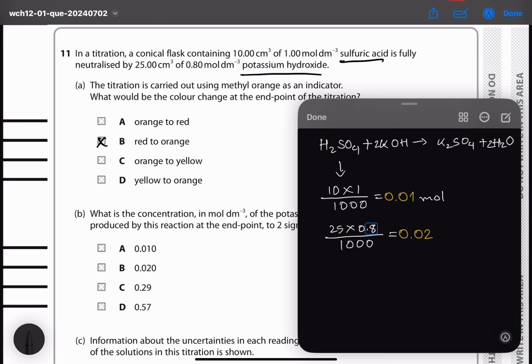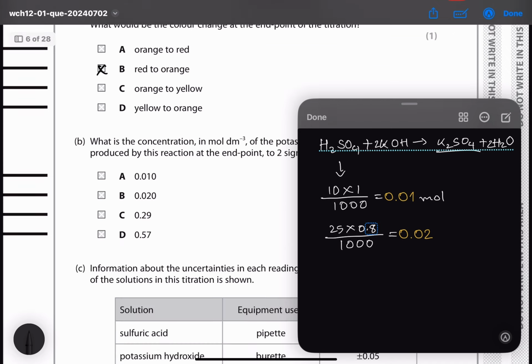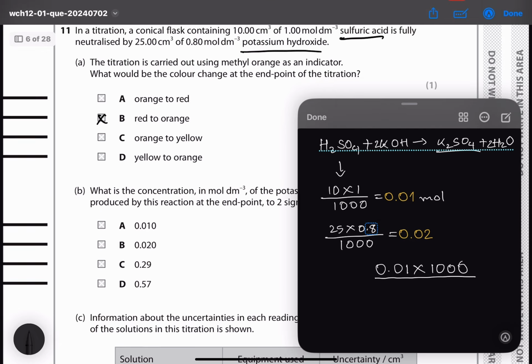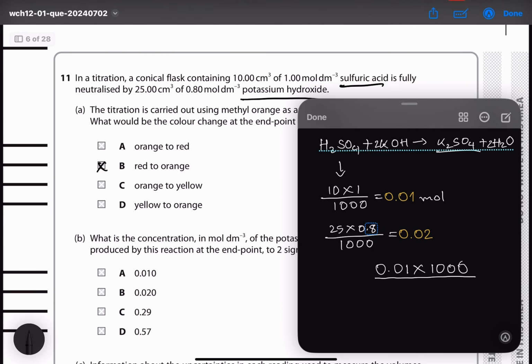So according to this, the moles that we are going to get for potassium sulfate is 1:1 with sulfuric acid. So sulfuric acid has a mole of 0.01. We will get moles of potassium sulfate as 0.01, right? So they are asking us to find the concentration. So concentration is equal to moles times 1000 over total volume. So you see, what is the total volume over here? It is 10 plus 25.